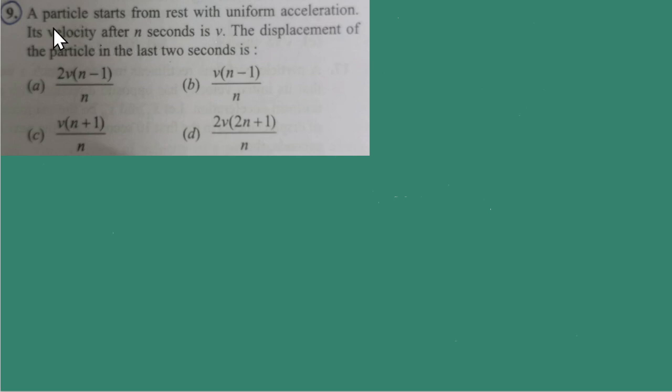And in this question, a particle starts from rest with uniform acceleration. If its velocity after n seconds is v, what is the displacement of the particle in the last 2 seconds? So if you want to find the displacement in the last 2 seconds, then what you can do? You can find the displacement up to n seconds.